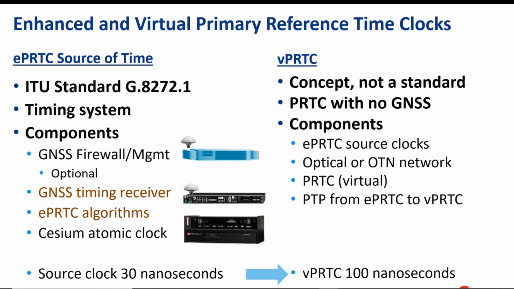So in this case, our source clock, the ePRTC, will track within 30 nanoseconds of UTC traceability. That allows us to create some level of time error when we do time transfer over the network and still meet the PRTC requirements of 100 nanoseconds to UTC at the virtual PRTC location.